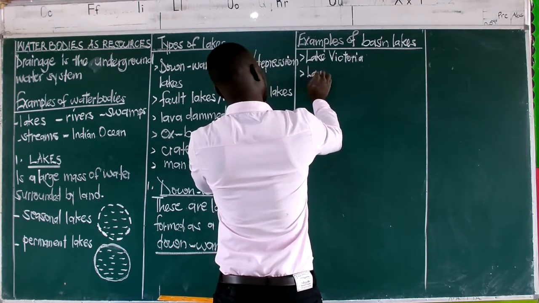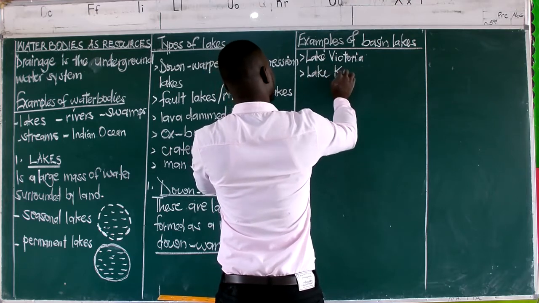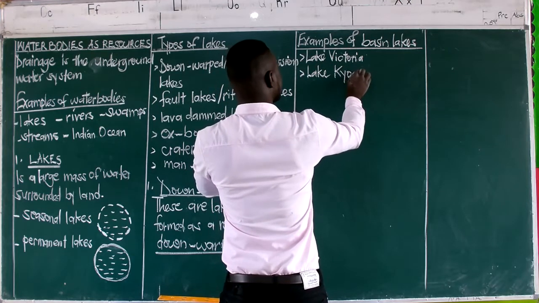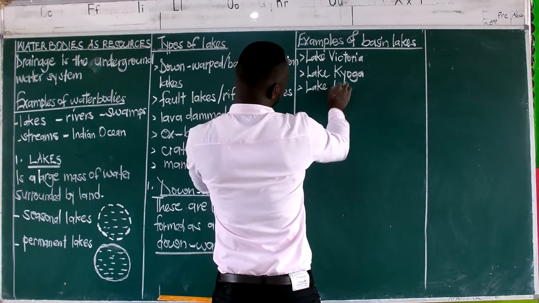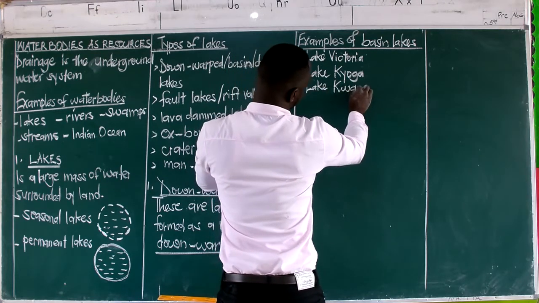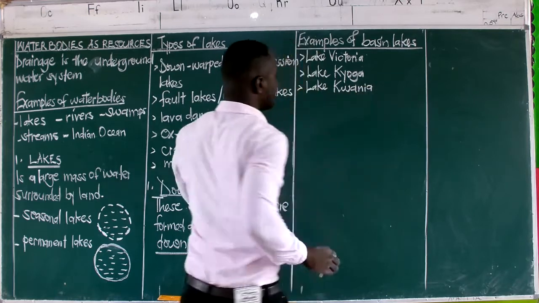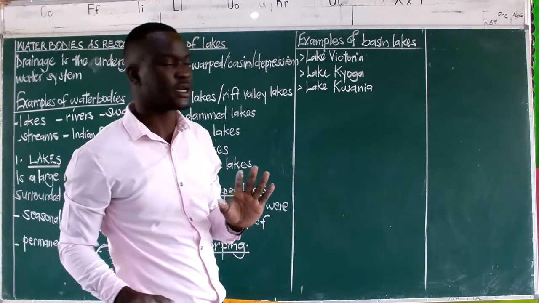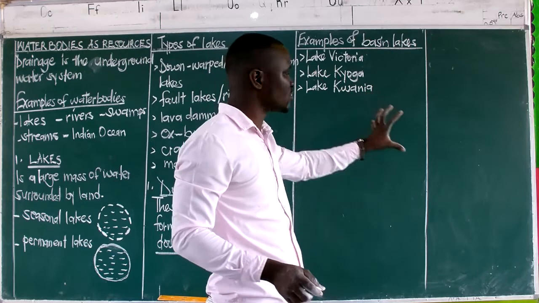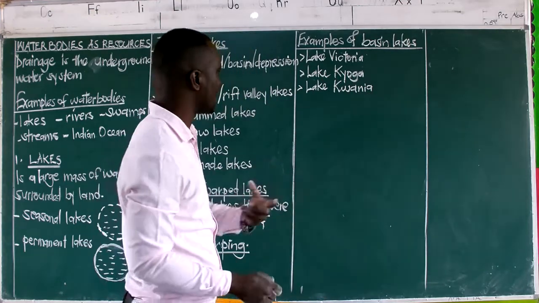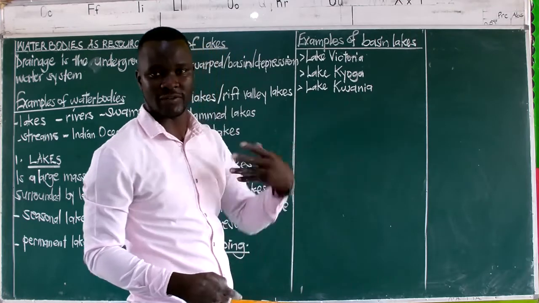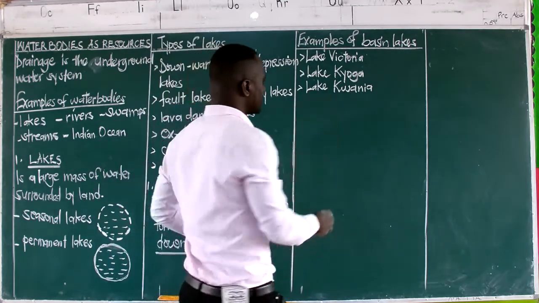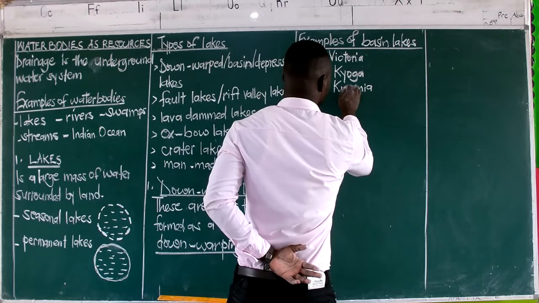We have Lake Kyoga. Lake Kyoga is there. We have Lake Kwania. You should be able to locate all these lakes as a Senior Four candidate, on the map of Uganda. Where do we find Lake Kwania? Where do we find Lake Kyoga? I know some of you are here in Kwania for your first time. So you need to go and find out where we locate Kwania.